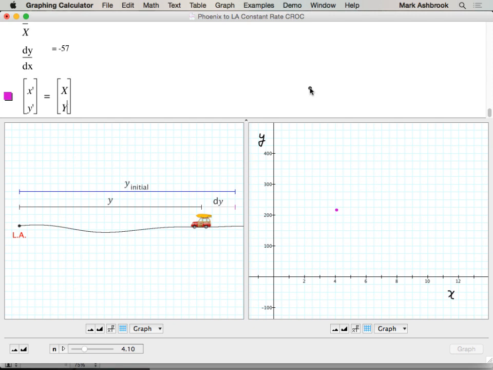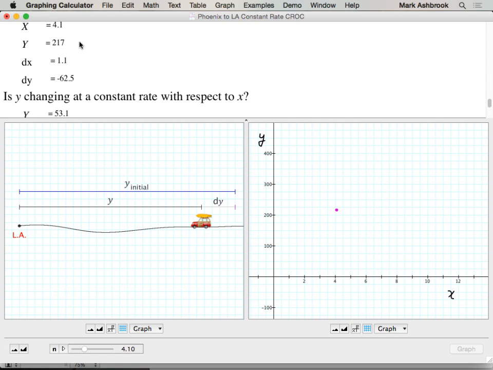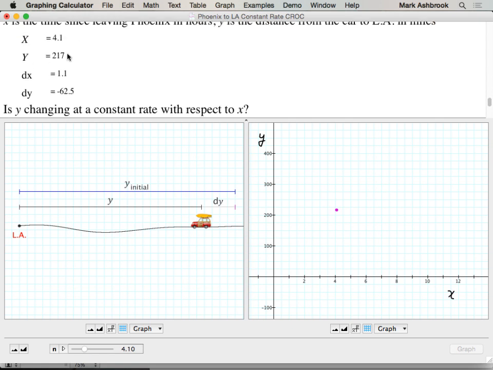If I looked at all points like this one particular point, we've been driving for 4.1 hours, and we're 217 miles from LA. That's one correspondence point of x and y. If I were to show all the correspondence points like that, what would you see? A line. A line with negative 57 and what? Right. The rate of change is negative 57, which is a constant.